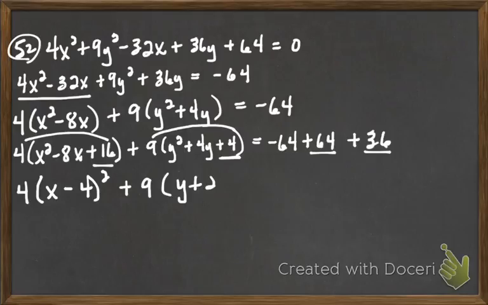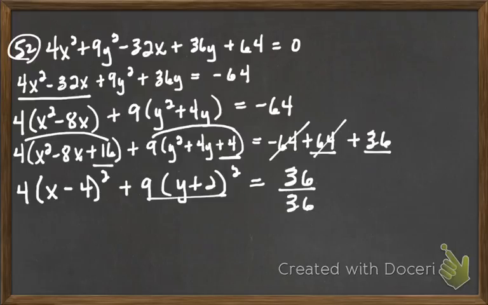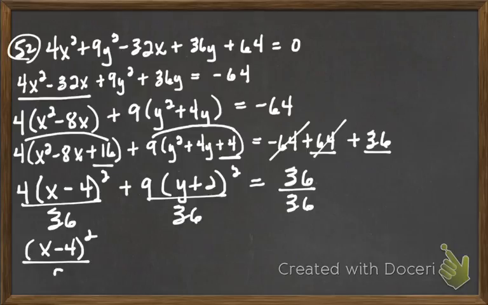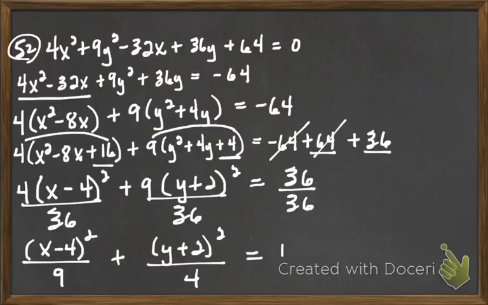Y plus 2 squared. Then on the right-hand side, I'm going to quickly cancel the negative 64 and the positive 64. And so the right-hand side, all three of those numbers combine to be 36. And since this is an ellipse, it can't equal 36. It has to equal 1. So then that's the last step, is you're going to divide everything by 36. So standard form is going to be x minus 4 squared over 9 plus y plus 2 squared over 4 is equal to 1.